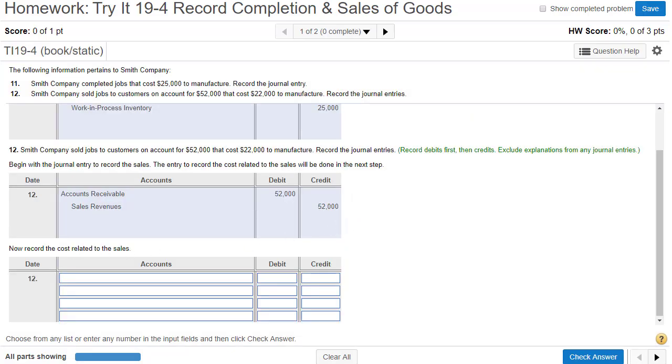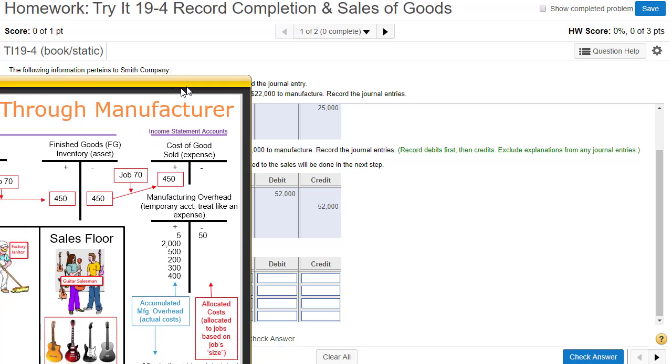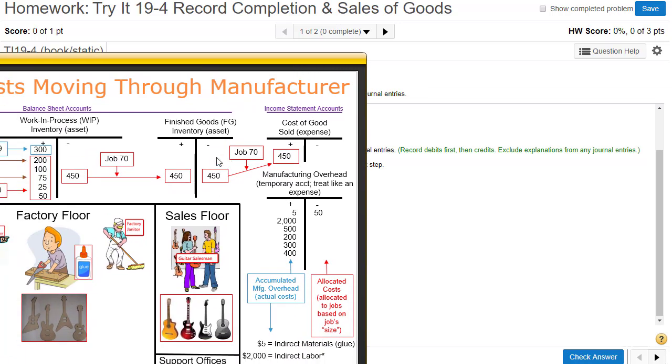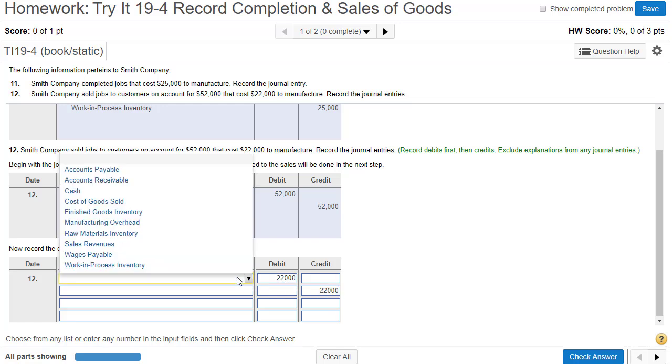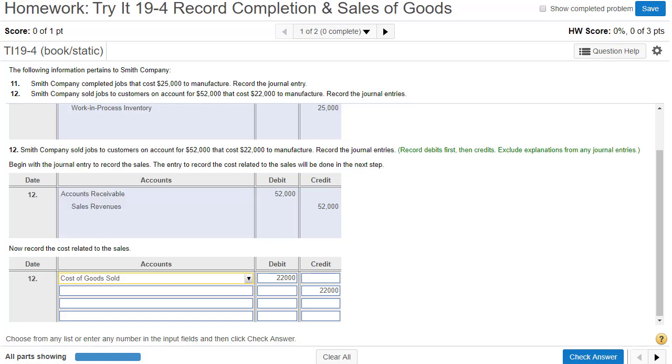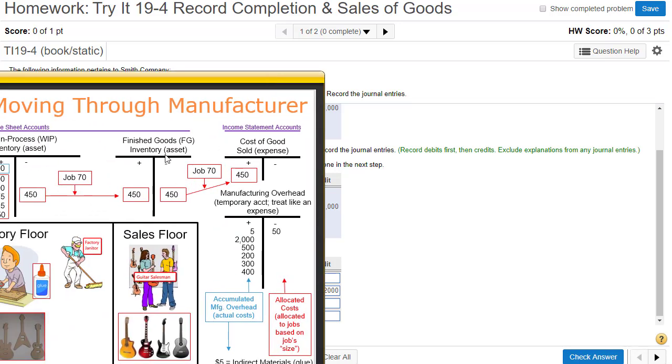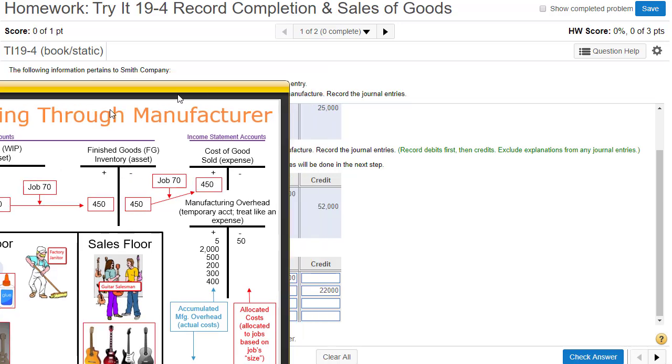Now record the cost related to the sales. So what's going on here in the second part of the journal entries, we're recording the goods leaving the finished goods inventory account and going to cost of goods sold. So cost of goods sold will be recorded first because that's the debit. And the goods cost $22,000. Cost of goods sold is going to increase. And then don't forget that the account that is decreasing is finished goods.